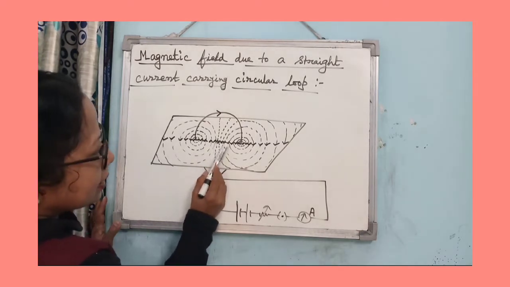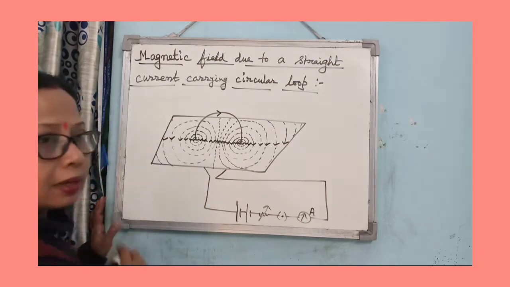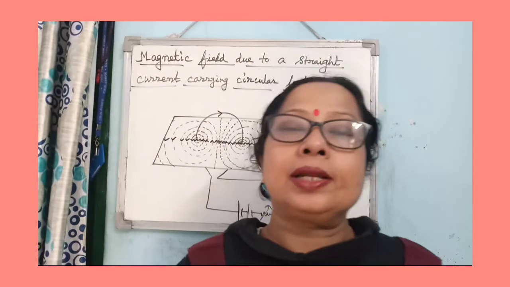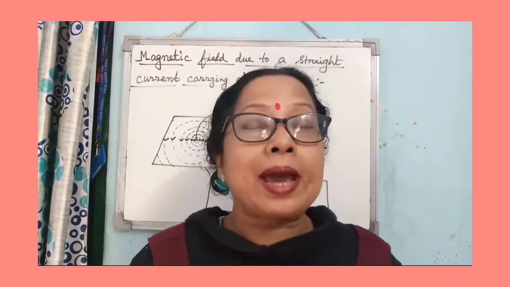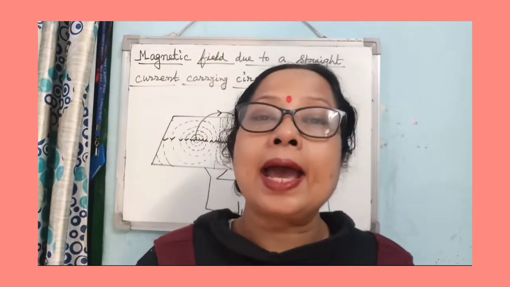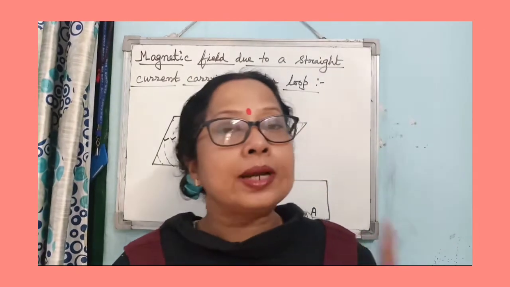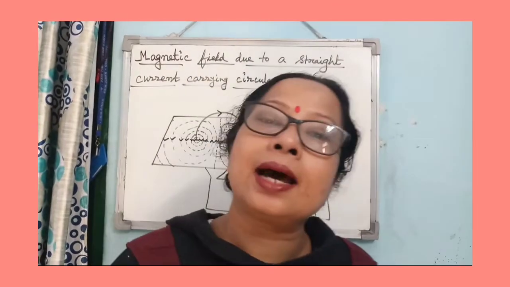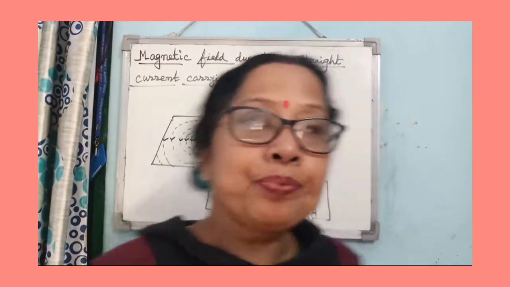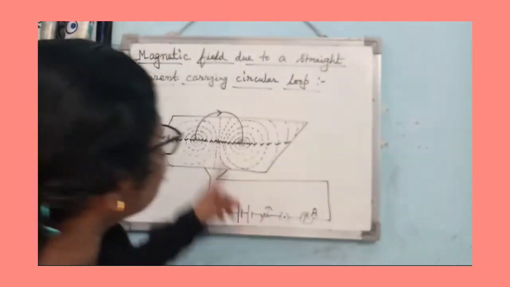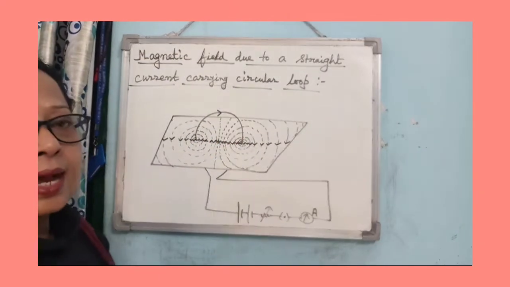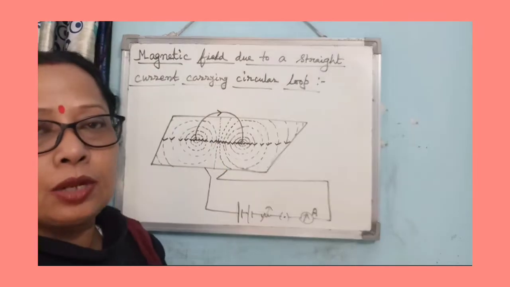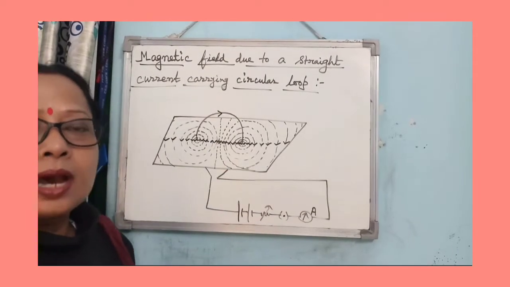Second point, if you consider the magnetic field lines at the center, you see, at the center, the field lines are almost parallel. What does it indicate? At the center of the circular loop, the magnetic field is uniform and constant. Okay, so what is the second conclusion? Magnetic field is constant at the center of the loop. Okay, next is in which direction the magnetic field is at the center of the loop.